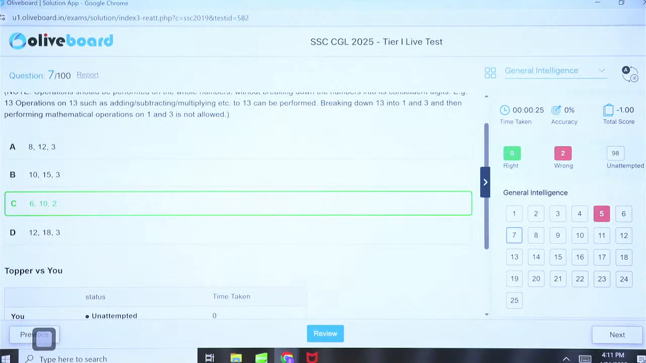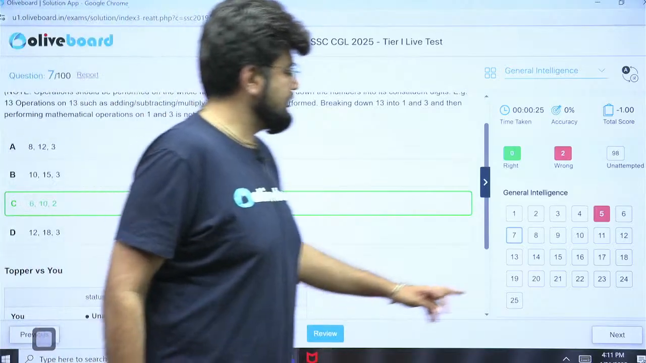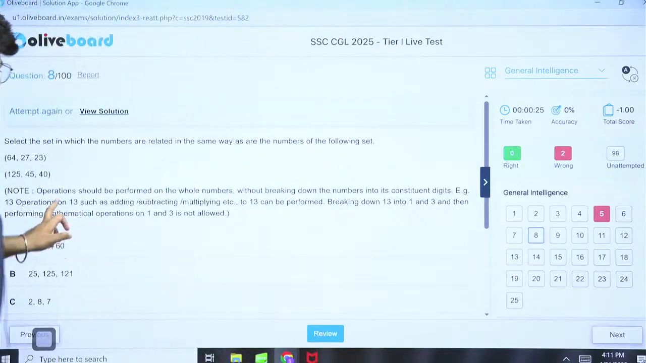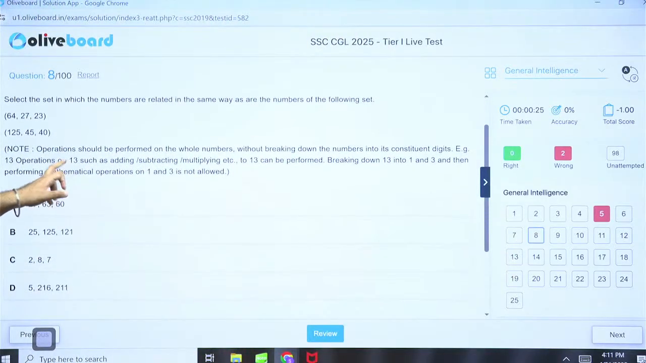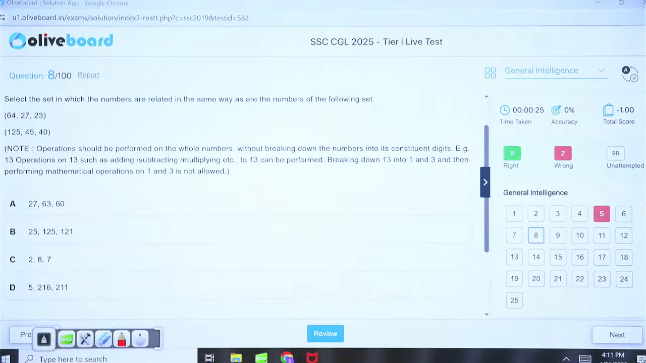Correct, Argamita. Next question. Question number 8. Number set. So majorly number based questions you are seeing now. Oh, again, very easy question.